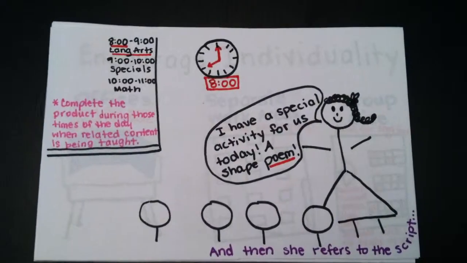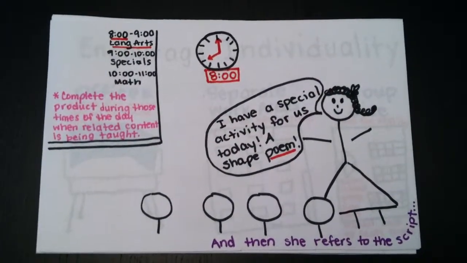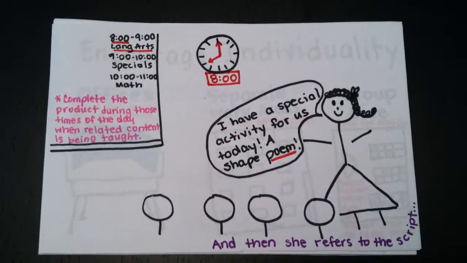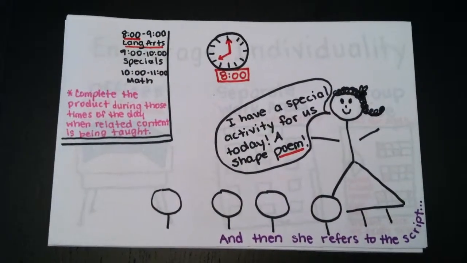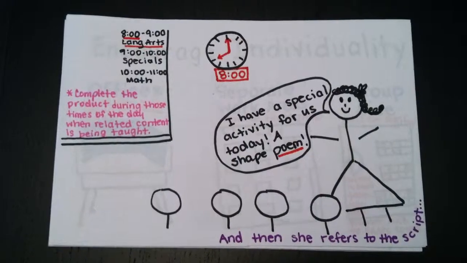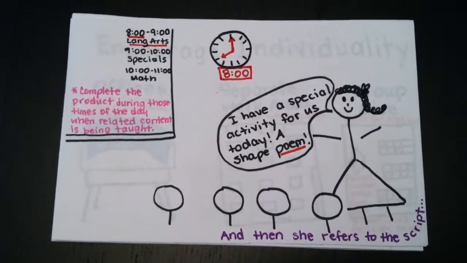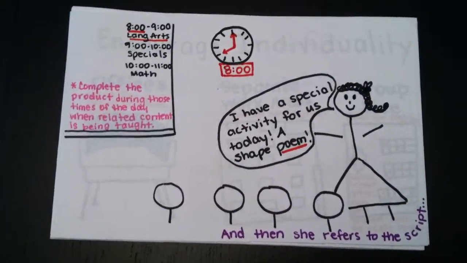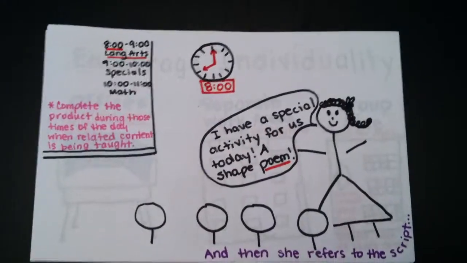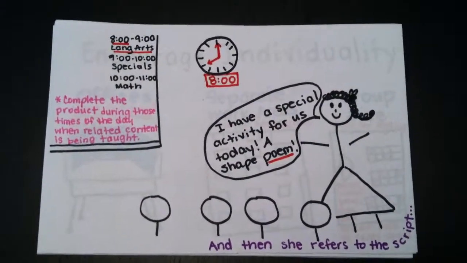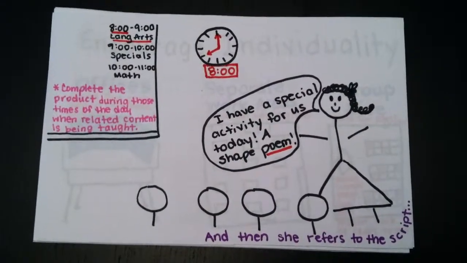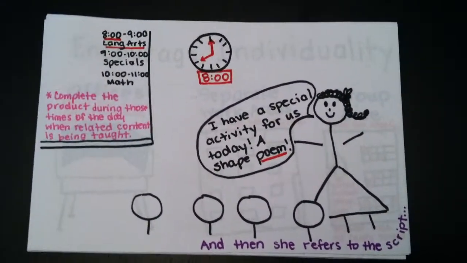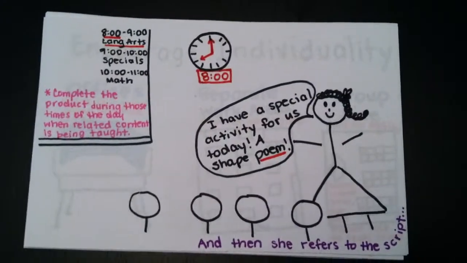To facilitate scheduling and to have time to do these planned experiences in an already full class day, connect the completion of a planned experience to those times of the day when related content is being taught. For example, if the activity involves poetry or language arts or literature or writing, connect it to your language arts period or your writing block or journal writing time.